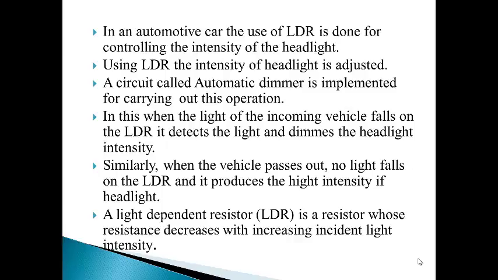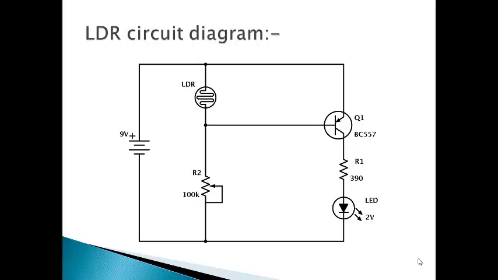An LDR is a variable resistance whose resistance decreases with an increase in incident light intensity. This is the circuit diagram of the LDR. It is shown that when light falls on the LDR, it produces the light intensity accordingly.